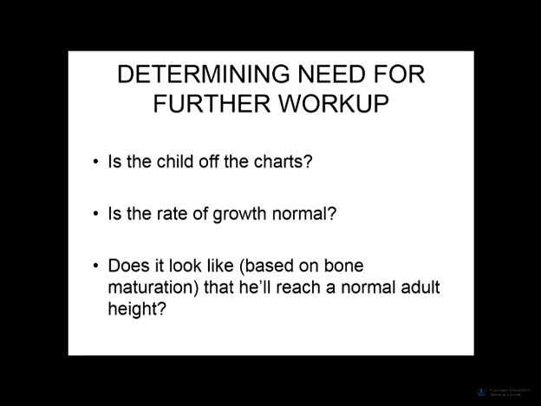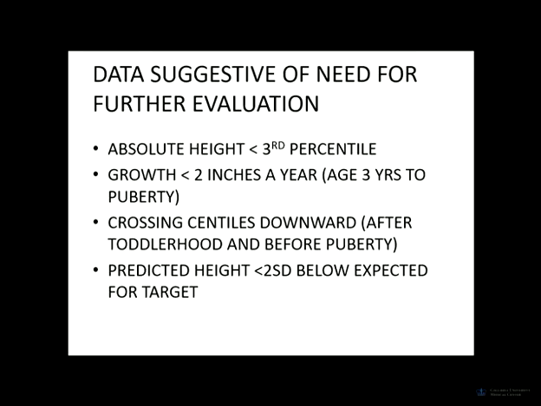And then, does it look like, based on bone maturation, that that child will reach a normal adult height? We really can tell that, and I'm going to show you in a couple of slides how we do that. Data that's suggestive of the need for further evaluation is if the absolute height of the child is below the bottom line on the growth chart.